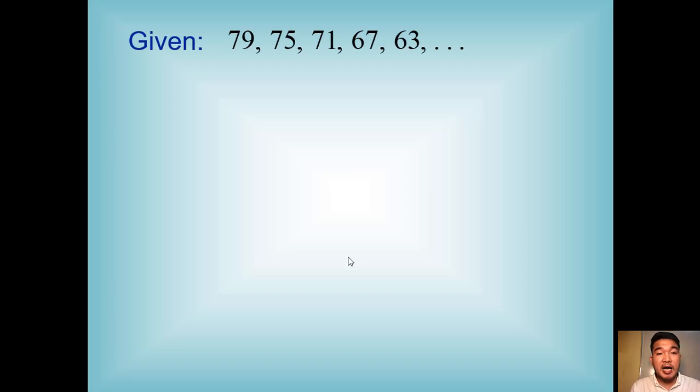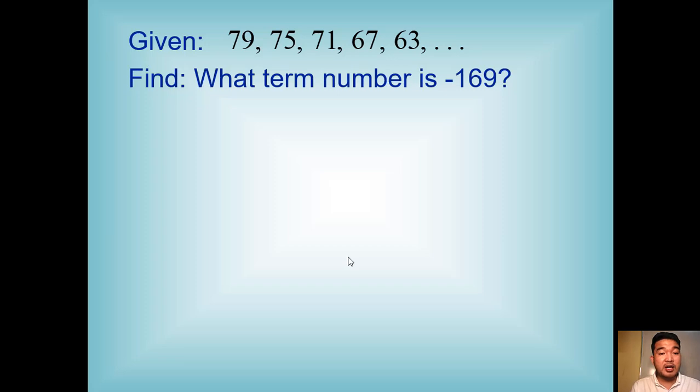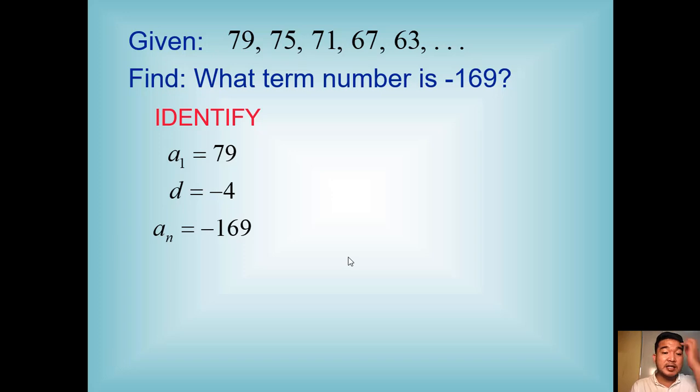Okay, suppose that we have the same given and we are asked to find what term number is negative 169. So we identify our given: our first term is 79, our d, or common difference, is negative 4, and our a sub n is equal to negative 169, since we are looking for n. So in this problem, a sub n is negative 169, but we have to look for n.